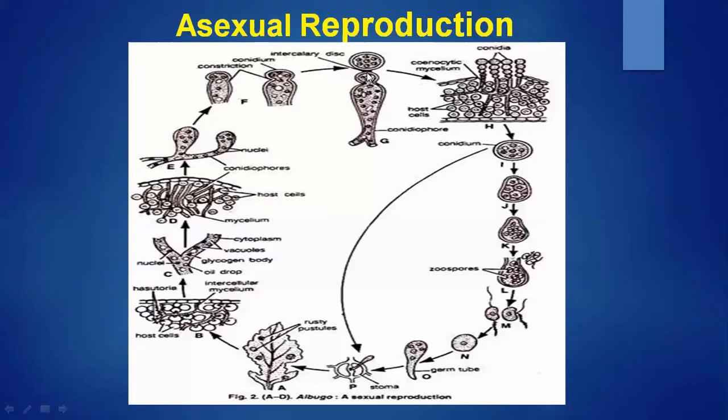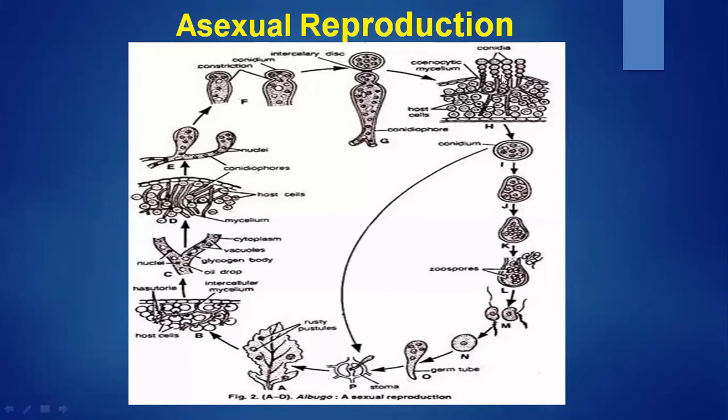It is also known as disjunctor. Why is it known as disjunctor? Because this disjunctor forms a common wall between the upper conidium or upper sporangium and the lower sporangium. So it forms a common wall. So when all these are intact, the chain of conidia are intact. But because of the presence of this disjunctor or intercalary disc, what happens?